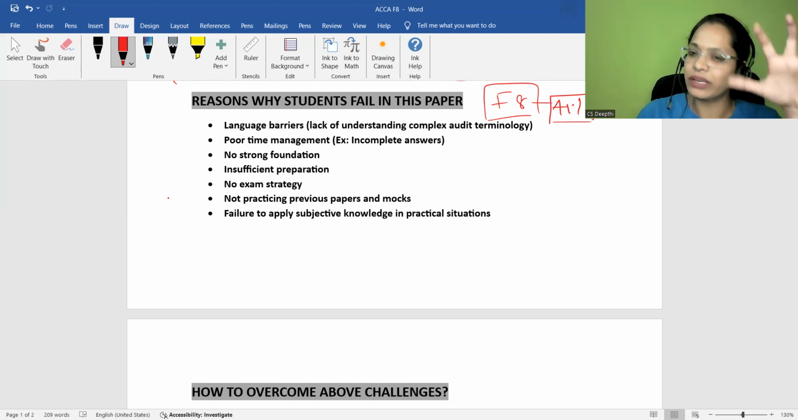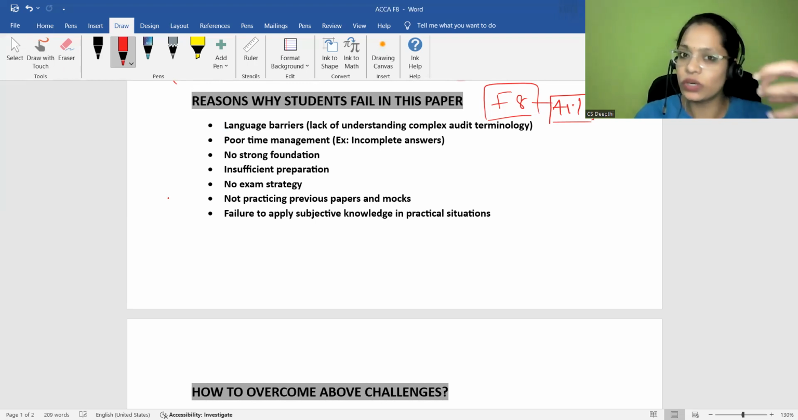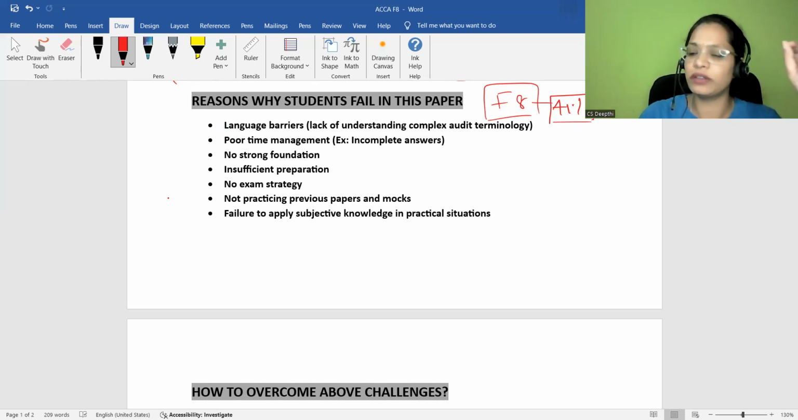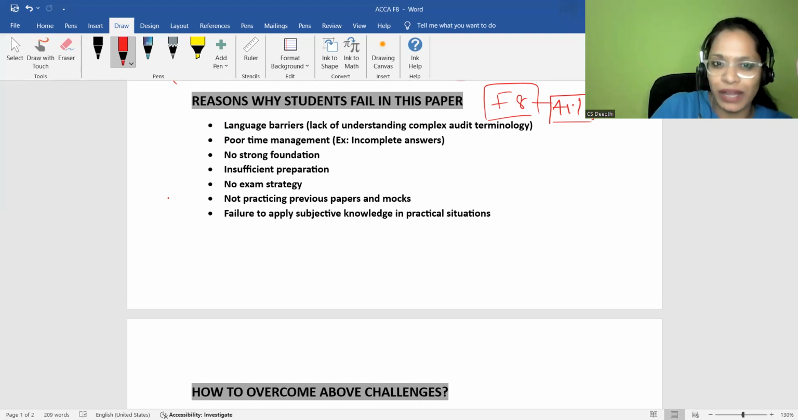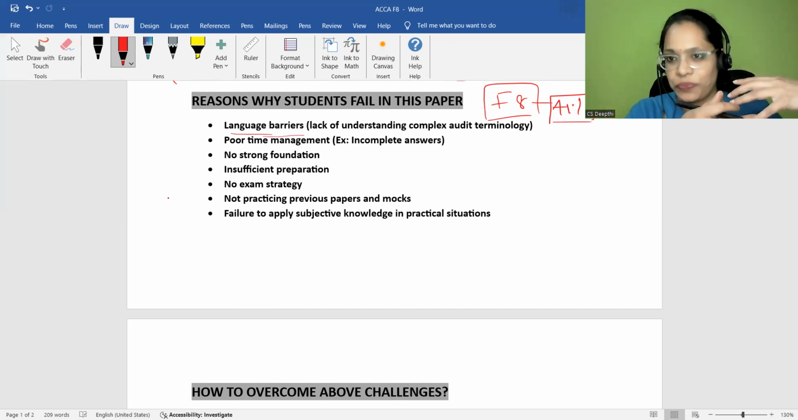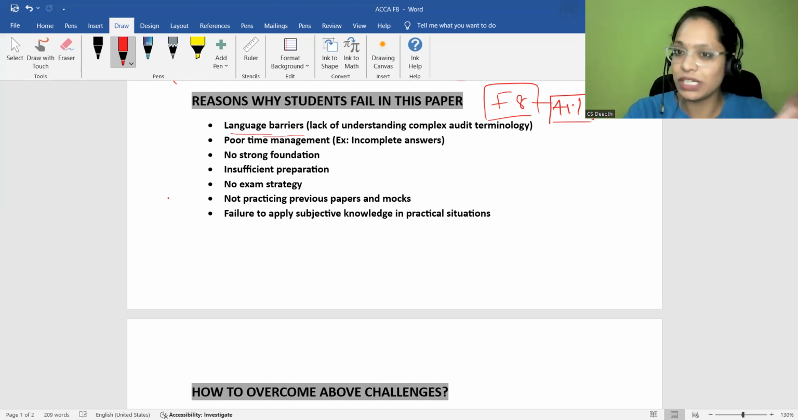So what could be the reasons why students are facing issues and failing in this paper? There are many students who have given this paper twice, even though they failed. What could be the reason? The first reason is the language barrier. It is not that you don't know English. You may be an English medium student, but even so, you struggle to frame the answer.